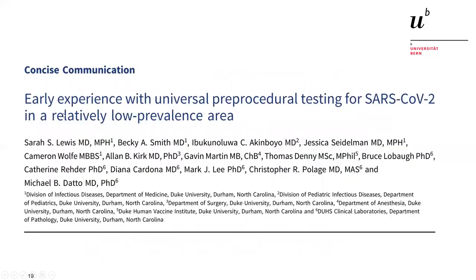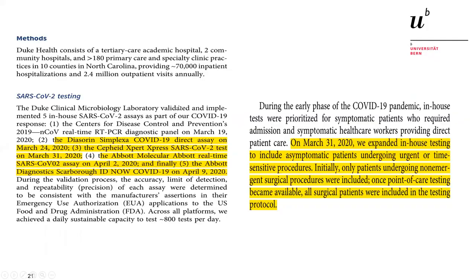And this is another study, "Early experience with universal pre-procedural testing for SARS-CoV-2 in a relatively low prevalence area." So this is the abstract. If you read this abstract, we have little information about asymptomatic patients. They only mentioned that the rate of asymptomatic coronavirus disease was below 0.5%. So we have to go again to the methods section to see if this study could be included.